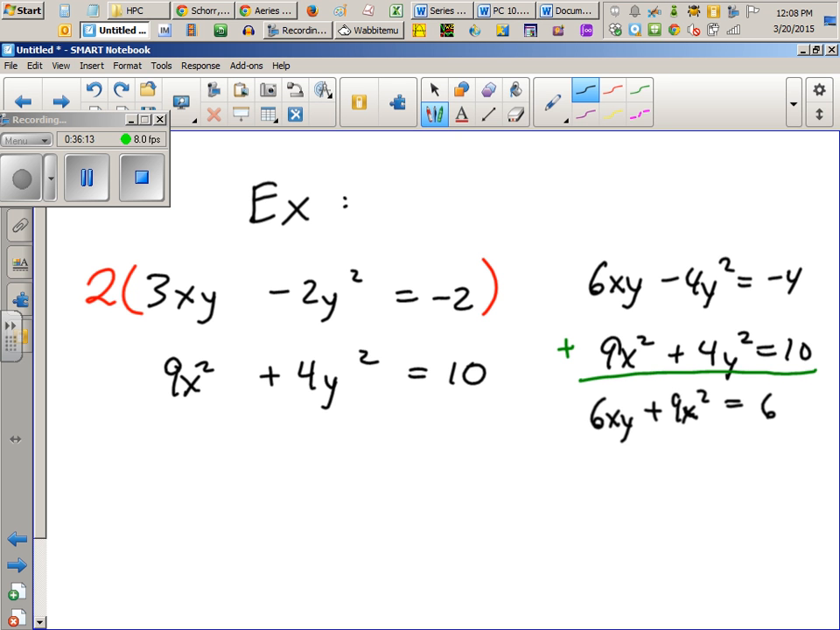So what I'm going to do now is solve this problem as though this was my system. I'm using the original second equation, which I was never scared of, and I'm using the linear combination of equations 1 and 2. I'm going to solve this as though this was the original problem. Okay, so how am I going to solve it? I'm going to isolate the y in this equation here by subtracting the 9x squared to the other side and dividing by 6x.